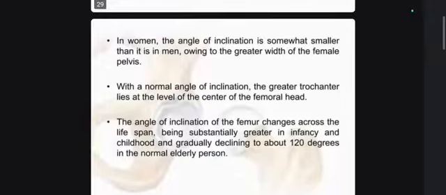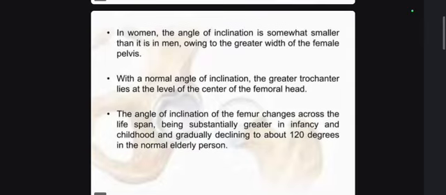In a woman, the angle of inclination is somewhat smaller than it is in men, owing to the greater width of the female pelvis. With a normal angle of inclination, the greater trochanter lies at the level of the center of the femoral head.